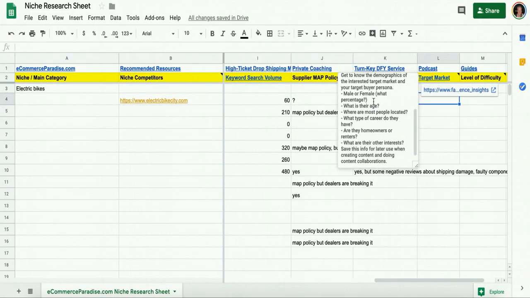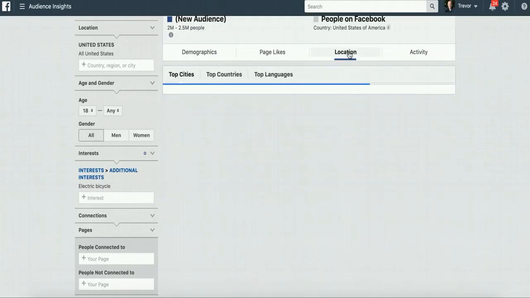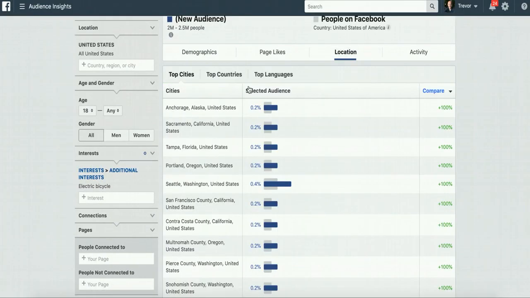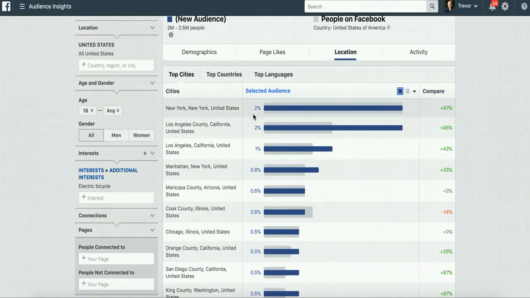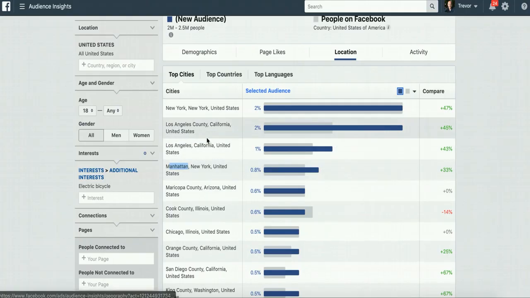So the next thing we want to look at is their age. We just looked at that. We want to look at where are they located. This will kind of give us an idea of, again, the net worth of these people. If they're located in an expensive city, then they're probably making more money. So New York, Los Angeles, those are expensive cities to live in, Manhattan. So they're definitely making more money, the target market here, so that's a good sign.